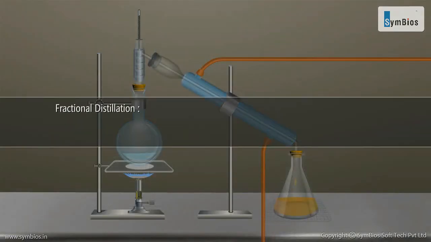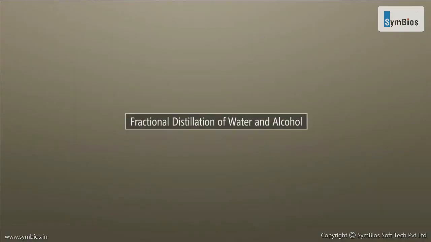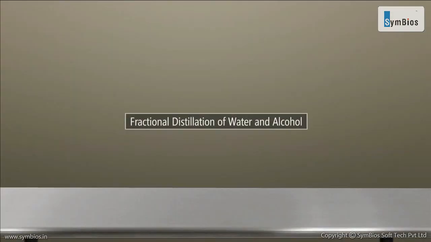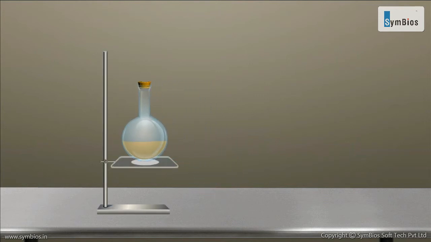Fractional distillation. The method used to separate two miscible liquids with different boiling points is called fractional distillation. Fractional distillation of water and alcohol. Take a mixture of water and alcohol in a flask. Place it on a wire gauze and then fix it to a stand. Place a burner below it.